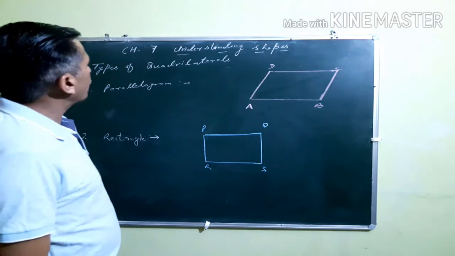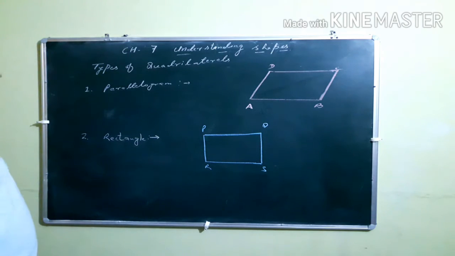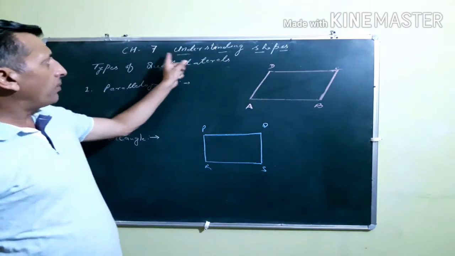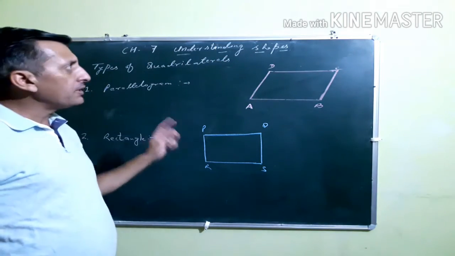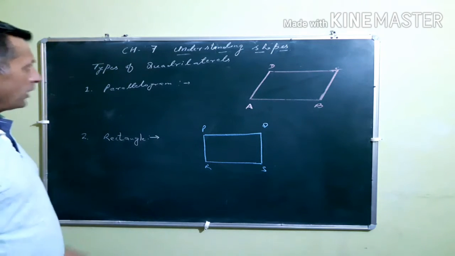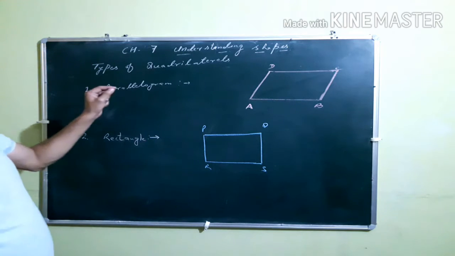Dear students, today I am going to discuss chapter number 7. That's a very important topic, understanding shapes. As you know by its name, understanding shapes means here we will discuss the shapes and understand them. So first is the quadrilateral.